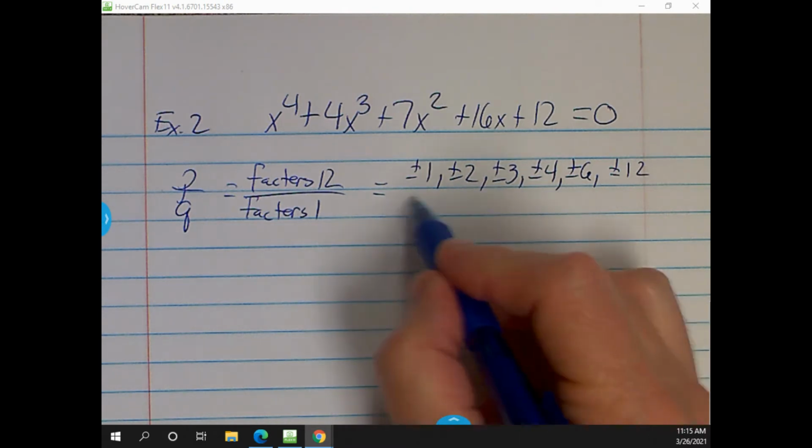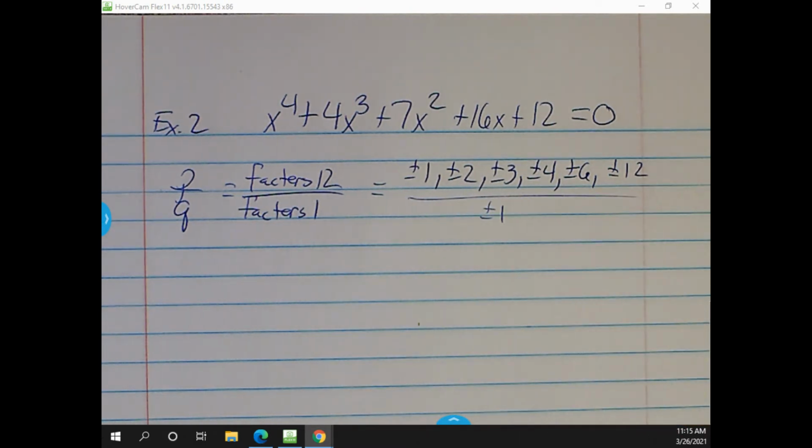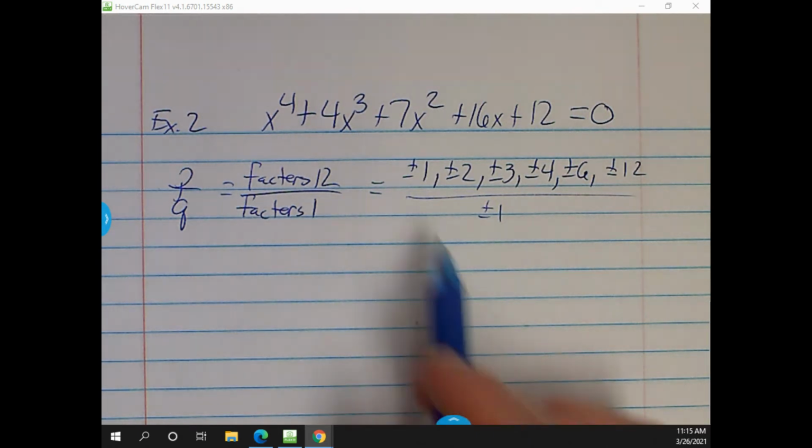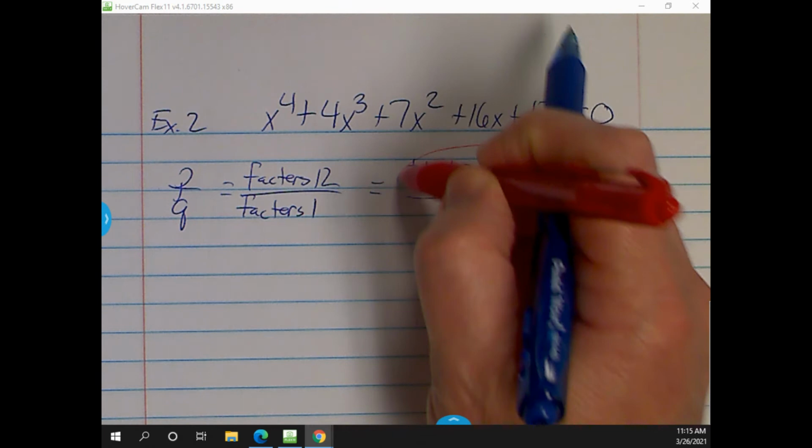Again, the only factors of 1 is plus or minus 1, but if we're dividing everything by 1, then it doesn't really worry about it. So all the possible factors then would basically be the 1, 2, 3, 4, 6, and 12.